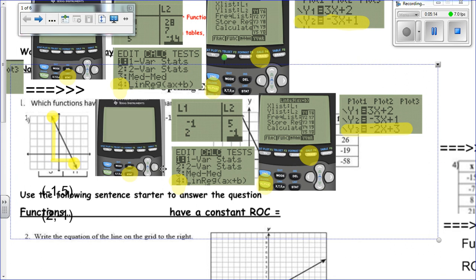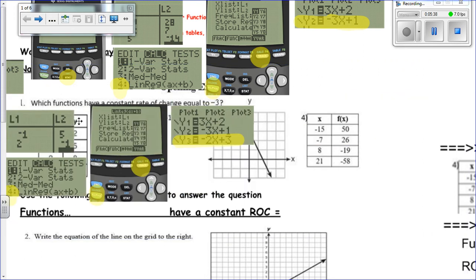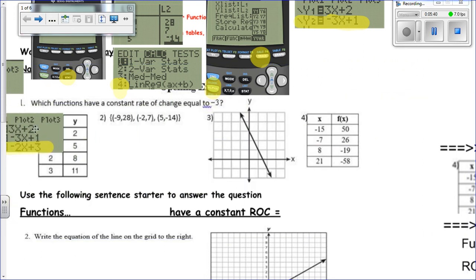The stat functions. I'm going to stop saying it because by now you should be able to go like boom, boom, boom, boom, and boom. And see that our function rule is negative 2x plus 3. Is it what we want? No, it isn't. Let's move it aside.